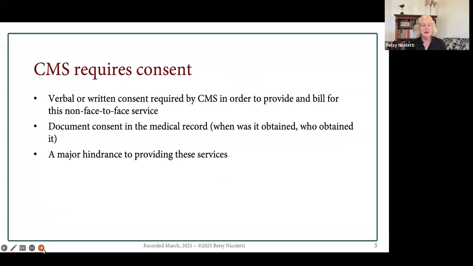Now, CMS specifically requires consent for these non-face-to-face services, for communications-based technology services, for care management services. CPT doesn't talk about consent, but then they don't say that the doctor has to get consent before they do an appendectomy or remove that lesion from the arm. But CMS says verbal or written consent is required in order to provide this non-face-to-face service. You want to document consent in the medical record. So if it's a written consent, it's in the medical record. If it's a verbal consent, then I suggest that you document who obtained it and when it was obtained.